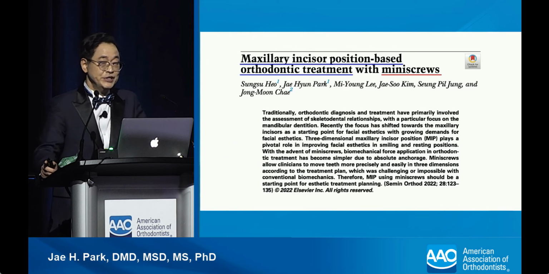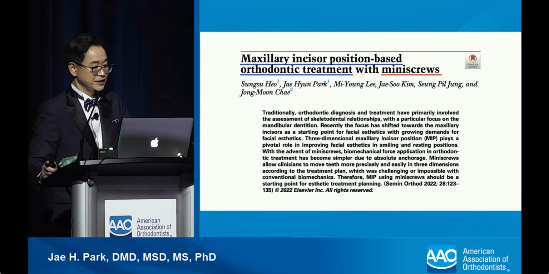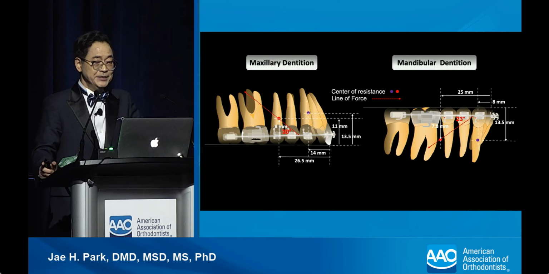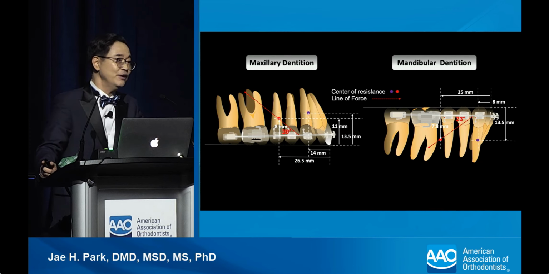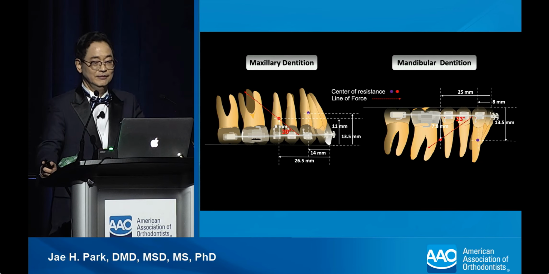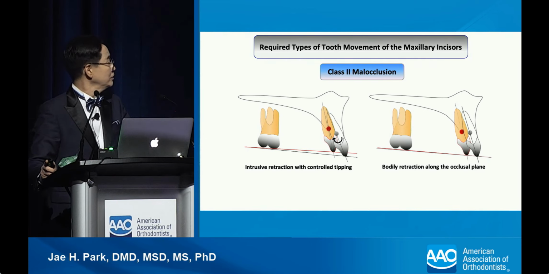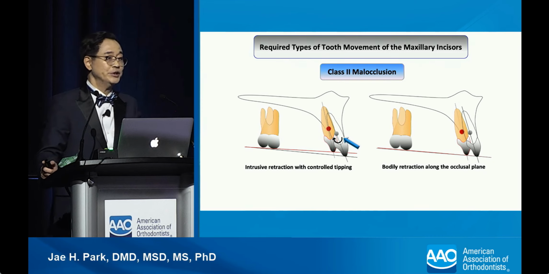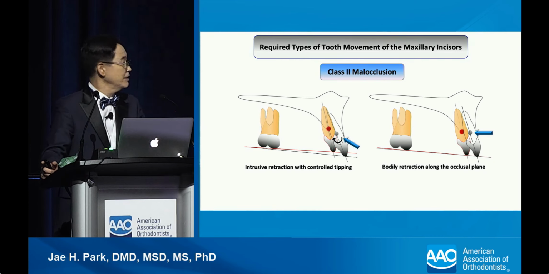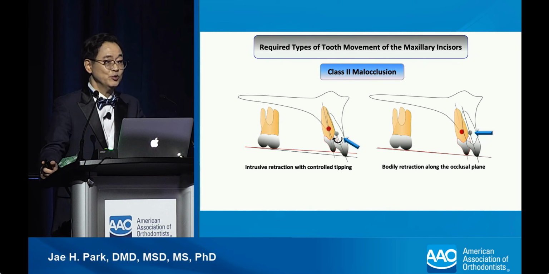This article was recently published in Seminars in Orthodontics. Estimate the center of resistance of upper and lower dentition. Required type of tooth movement of upper incisors. In class 2 malocclusion, intrusive force with controlled tipping, body retraction along the occlusal plane.